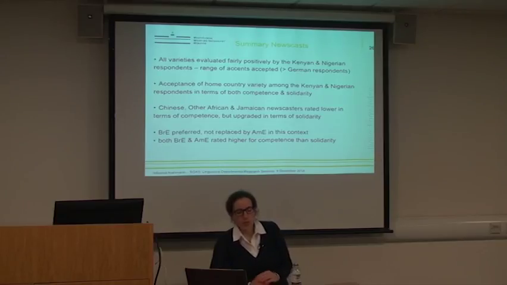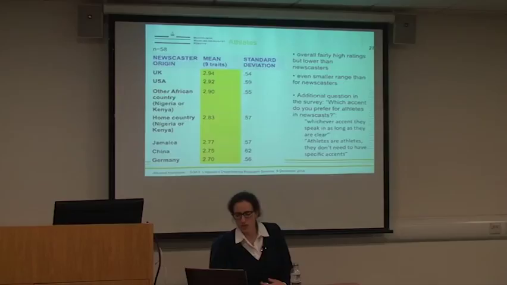Among the respondents, in terms of both competence and solidarity, the Chinese, other African and Jamaican newscasters, so speakers from the outer and expanding circle, are rated lower in terms of competence but upgraded in terms of solidarity. British English overall is preferred. It's also rated significantly higher than most other varieties, and certainly not replaced by American English in this context. So from an attitudinal perspective, not from the interviews and not for the newscasts, can we see any sort of replacement of British English by American English for this particular group of respondents. Both British and American English are rated higher for competence than solidarity.